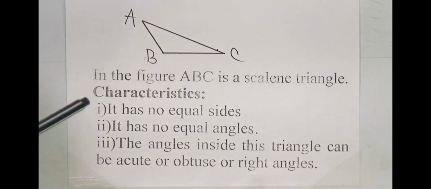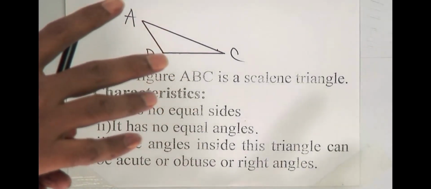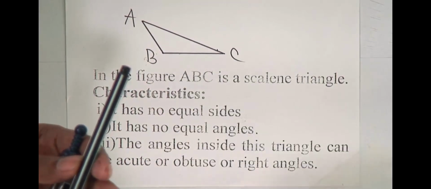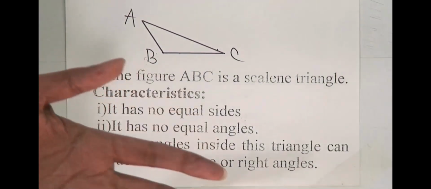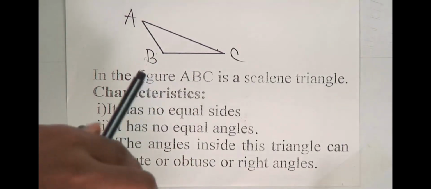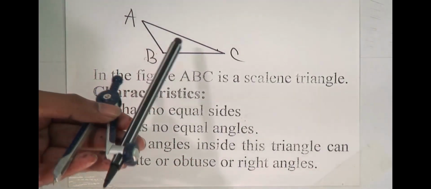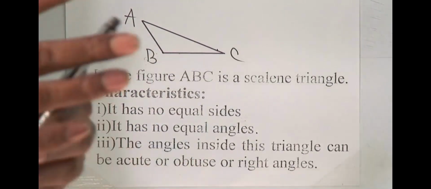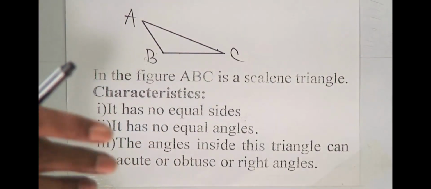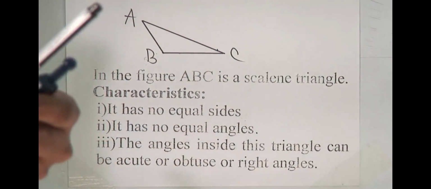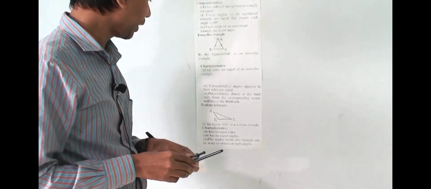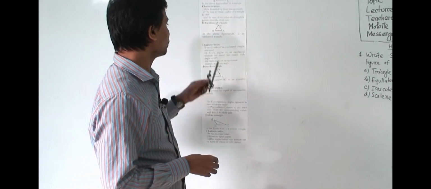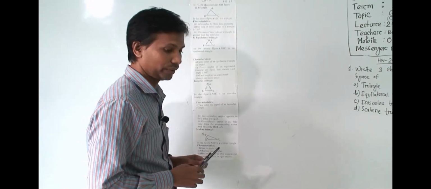But remember, it has no equal sides and it has no equal angles also. Suppose one angle is 90 degrees, then another angle cannot be 90 degrees. No, it is not possible. Another angle is different. All the angles are different. Similarly, all the sides are different. Okay dear student, I hope you understood our topic.